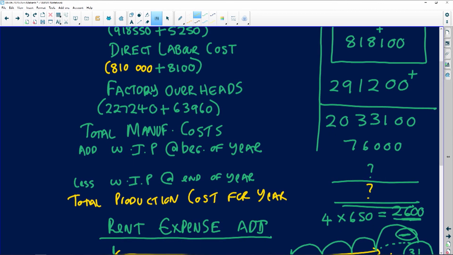Okay, now I want you guys to think about this. How are we going to calculate total production costs for the year if we're not given work in progress at the end of the year? While you guys are thinking, I think let's have another break so you guys can quickly think about how we're going to calculate this amount, and hopefully by the end of the break, you guys would have figured this out. So I'll see you guys in a bit.